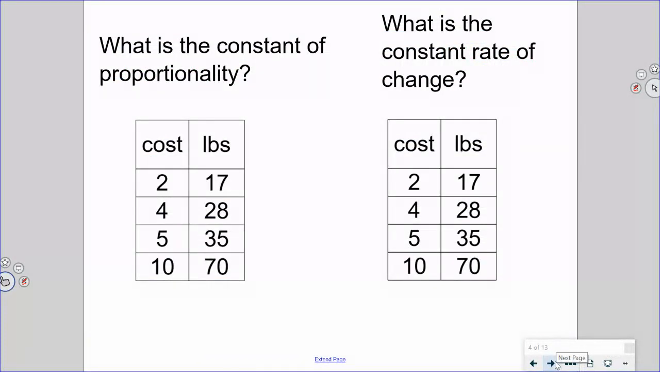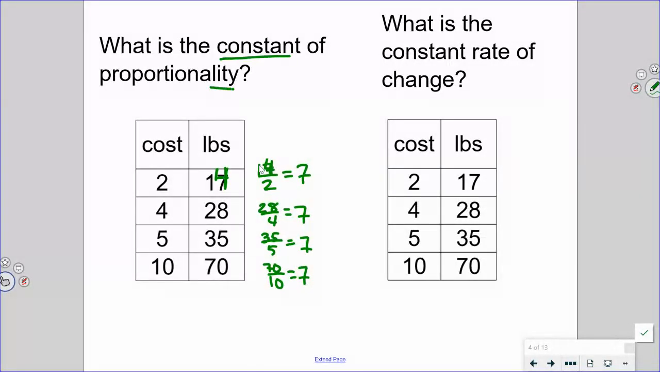I want to just review something basic because we've been working with ratios before. After all, what's the constant of proportionality? If we were to set up these ratios, $70 divided by 10, $35 divided by 5, $28 divided by 4. Whoops. Wait a second. I believe that one was supposed to be a 14. Forgive me, please. Meanwhile, that is called the constant of proportionality.